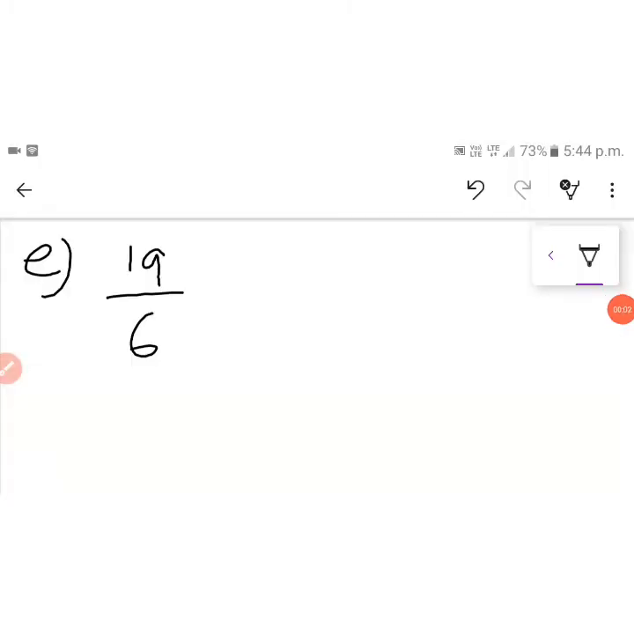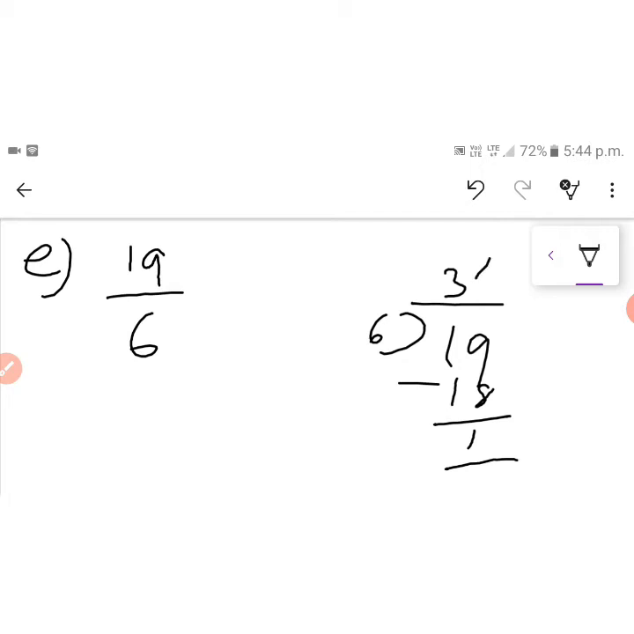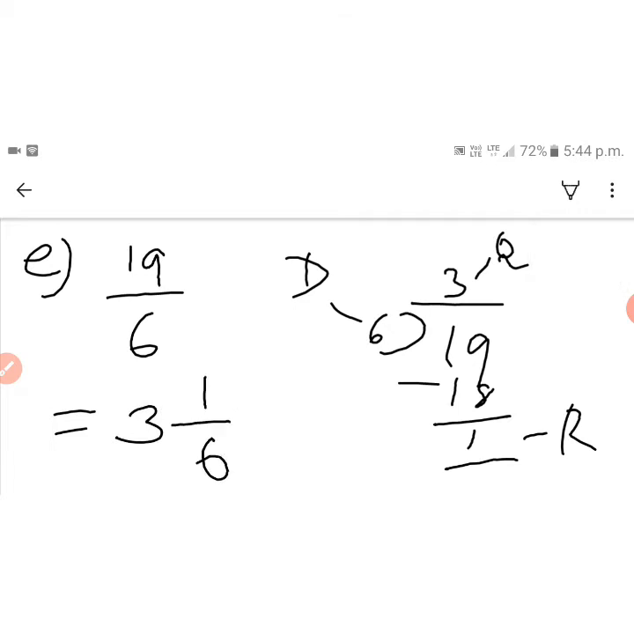E part: 19 by 6. 6 into 3 is 18. 19 minus 18 is 1. Quotient, remainder by divisor. This is the quotient, this is the remainder, and this one is the divisor. Therefore, 3, 1 by 6. The answer is 3, 1 by 6.